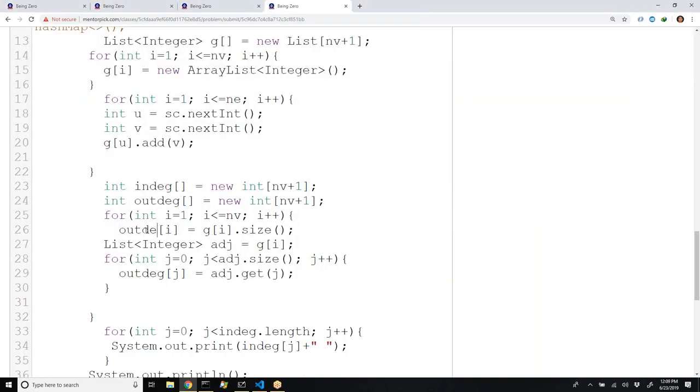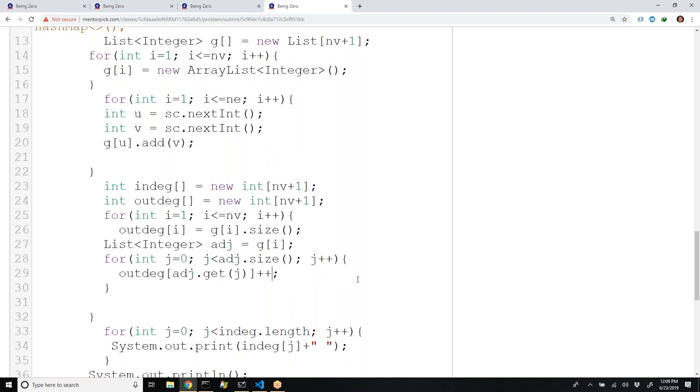First of all, this should be out degree. This is clear, right? Yes, clear. And when you are calculating in degree of any vertex, you have to update in degree of that vertex, adj.get of, because that's the vertex number.